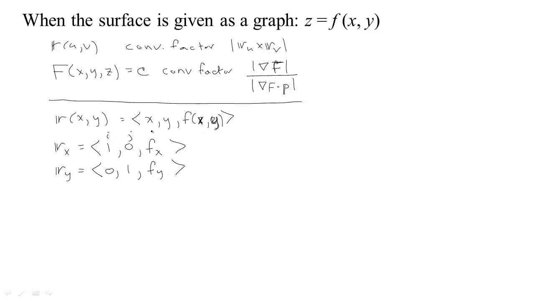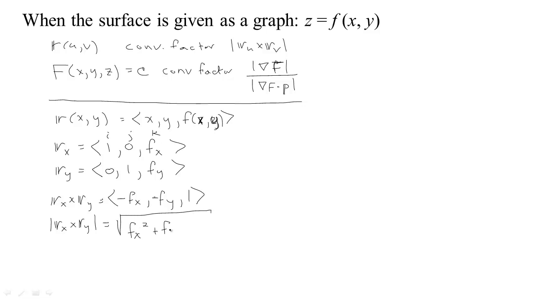And we need to compute the cross product, so we'll just put them quickly into a little matrix here. We'll get r sub x cross r sub y is going to be i times 0 minus f sub x, and j times f sub x times 0 minus f sub y, and k times 1 minus 0. So that's minus f sub y. So the correct conversion factor, if you think of it this way, is the length of r sub x cross r sub y, which would be the square root of the partial with respect to x squared plus the partial with respect to y squared plus 1.